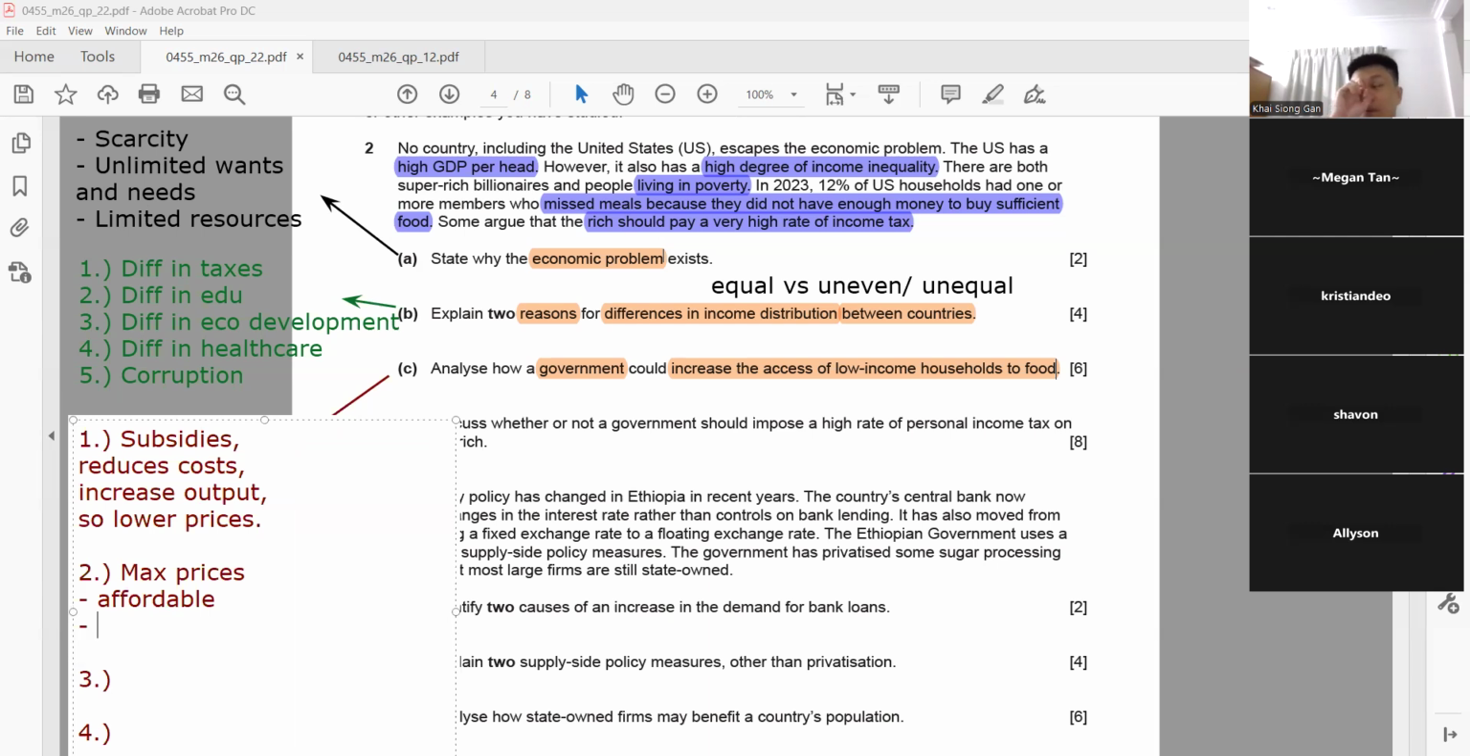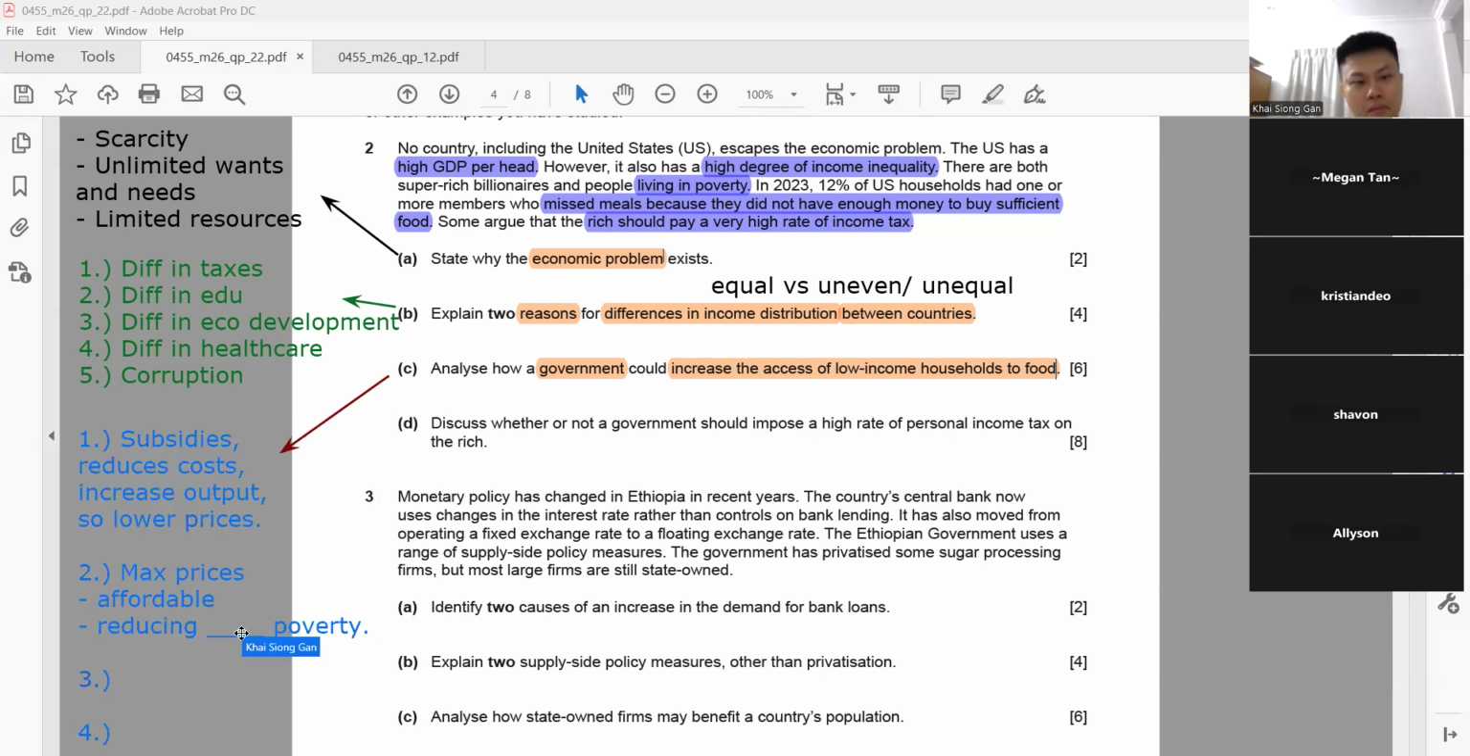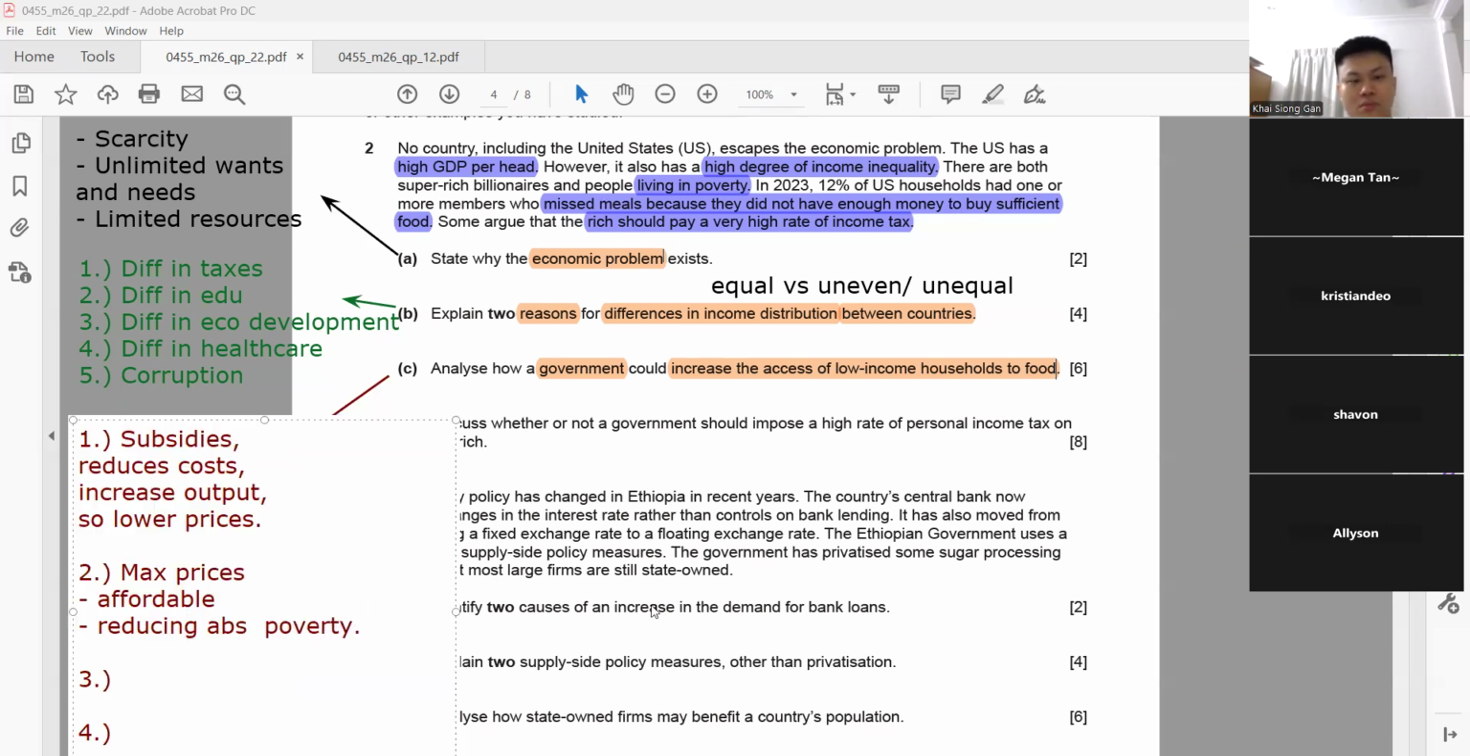Now, when we talk about poor people having access to food, what kind of poverty will be reduced? What kind of poverty will be reduced? Absolute. What else? Social welfare can, but not about education, Siobhan. Unless you talk about campaign, but a bit not so convincing.